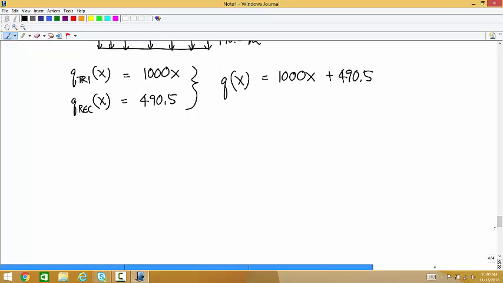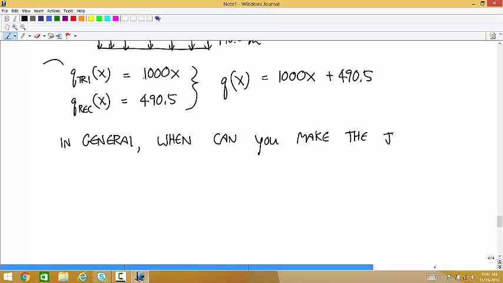Okay. So this is the question you were just asking. In general, when can you make the jump to treating a distributed load as a point force?